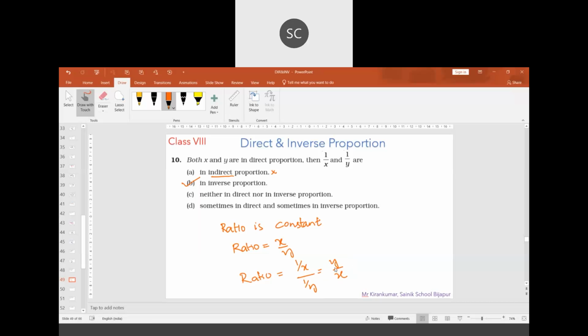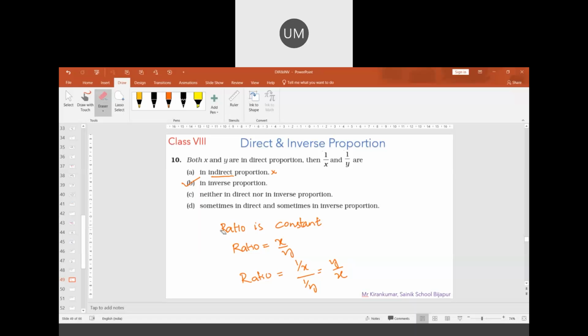Is y by x constant? Yes. How to justify this answer? Sir, they told X and Y are there. They are two numbers, sir.